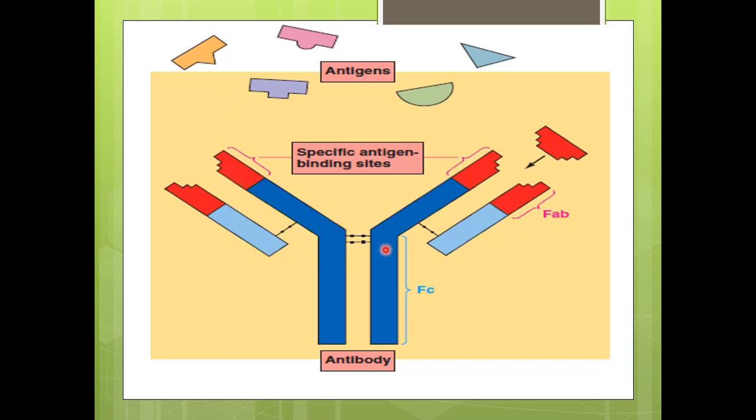Now, this diagram shows us the specificity of the antibodies. Antibodies are highly specific, meaning they will bind only with their specific antigens. So there are a number of different types of antigens, and only the antibody which is specific for an antigen is going to bind with it. It has a complementary structure. The antigen will fit into the variable portion of the antibody, or the binding portion of the antibody.